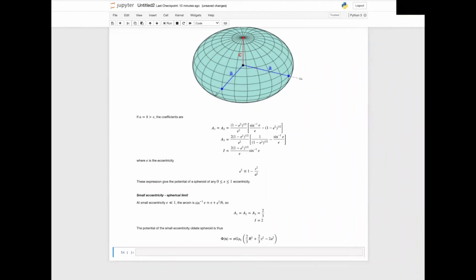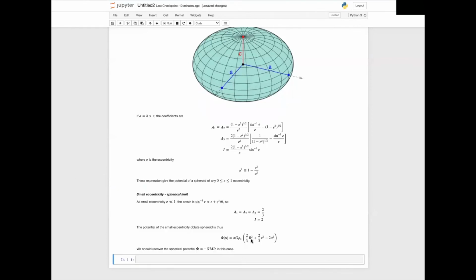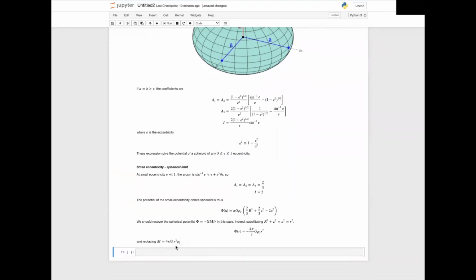Now, we should recover the spherical potential in this case. For that, then let's substitute R equals Z equal A equal to little r. And then I'll refine this. Indeed, if I now replace the density by the mass, we do find this, as expected, the spherical potential.